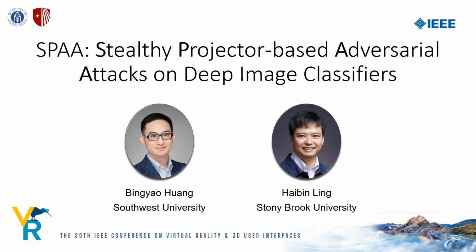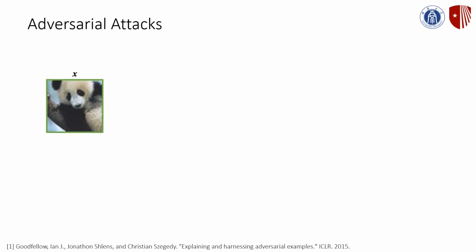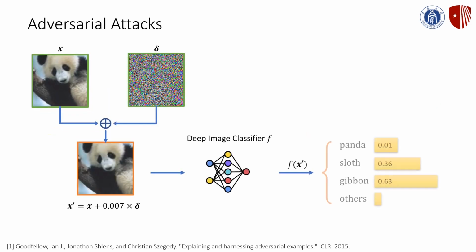We propose a spatial augmented reality technique to fool deep image classifiers with a projector. For image classification, we input an image X to a deep image classifier F. The output has the highest confidence in the label Panda. Adversarial attack aims to add slight perturbations, delta, to the original image X. Then the perturbed image X' can cause the image classifier to misclassify the input image as a gibbon.